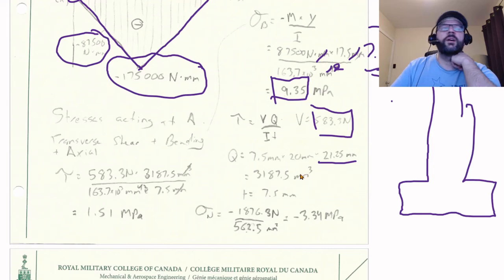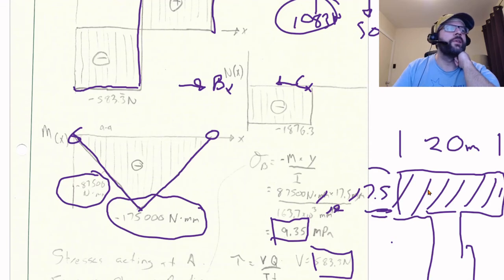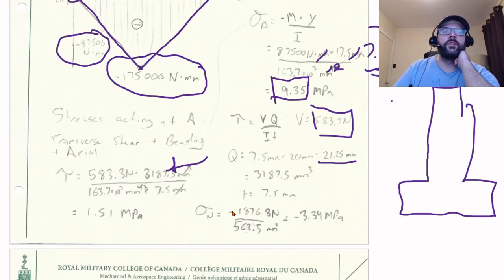And then for the thickness, we're just basing that upon the thickness of the area we're looking at here. So we're looking at that area there, so we are going to be using 7.5 millimeters. So plugging in numbers over here, with everything canceling out, units cancel out to newtons per millimeter squared, and we end up getting a transverse shear stress of 1.551 megapascals.